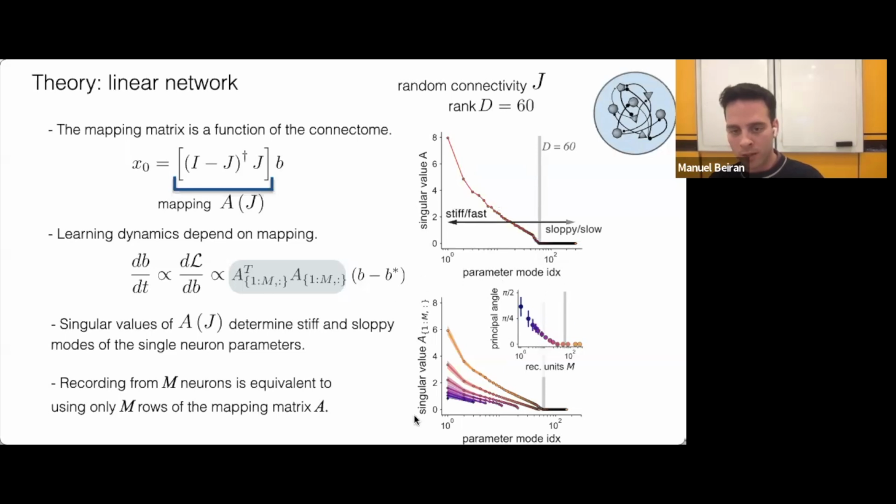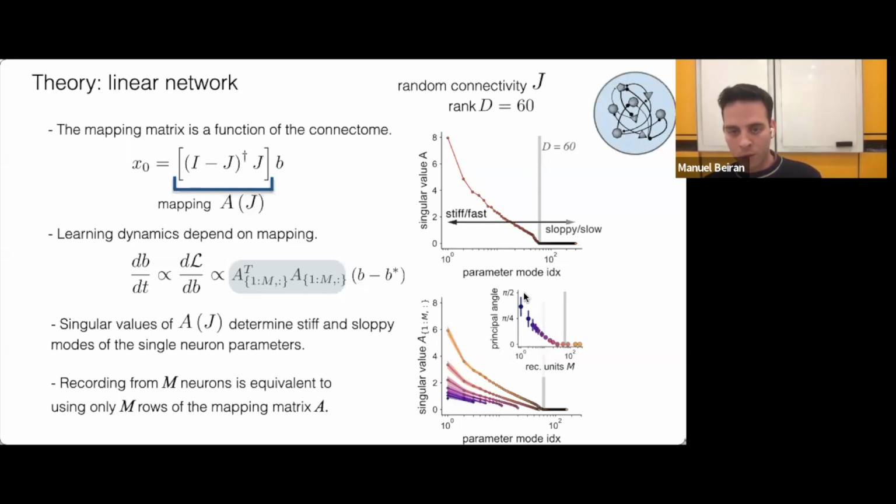And what I'm showing down here is what happens when we subsample. So instead of taking the singular value decomposition of the full A matrix, I'm taking the singular value decomposition of this subsampled matrix, this lower rank matrix. The different colors correspond to different numbers of recorded neurons, different M. And I'm showing here in the inset the angle between the subspace spanned by this low rank approximation and by the full matrix A.